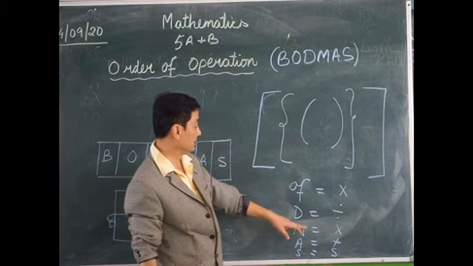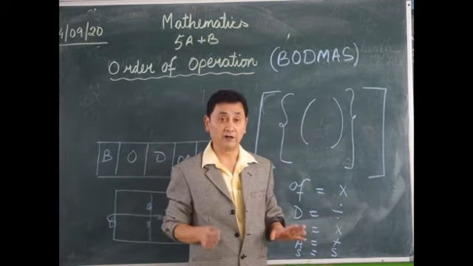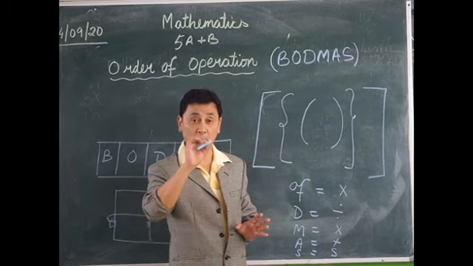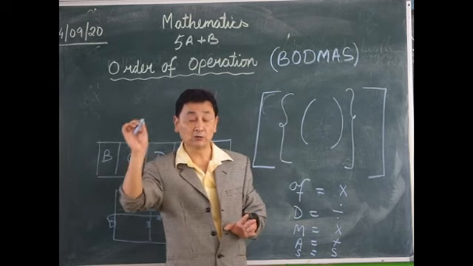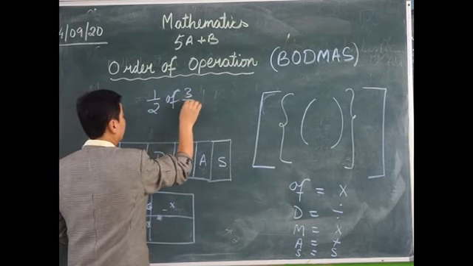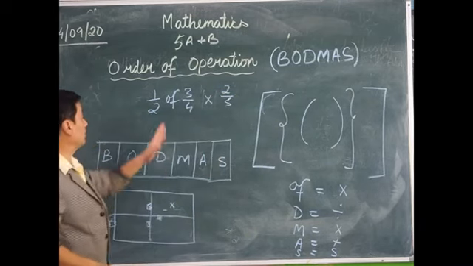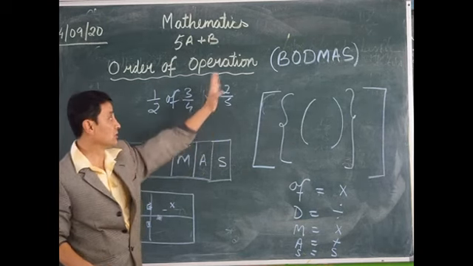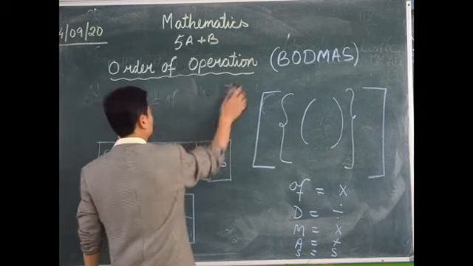Now you may think there is multiplication there, again multiplication here. Now in certain calculations when there is of, we have to do of first. Okay? Of means multiply. Whenever there is an of, for example 1 upon 2 of 3 upon 4 into 2 upon 5, we have to do of first. Okay, we have to calculate this, then only we can do this.